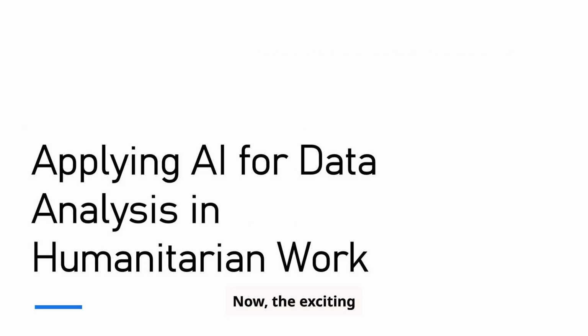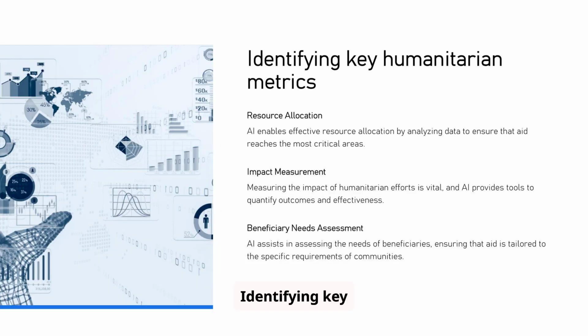Now the exciting part. This section focuses on applying AI for data analysis specifically within the context of humanitarian work. We'll explore how AI can help you address critical challenges. Identifying key humanitarian metrics is crucial. AI can help you analyze data to improve resource allocation, measure the impact of your programs, and assess the needs of beneficiaries more effectively. This leads to more targeted and impactful interventions.